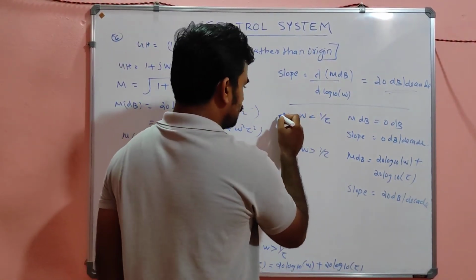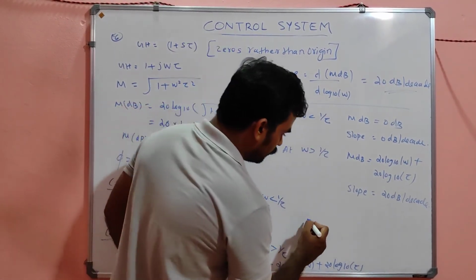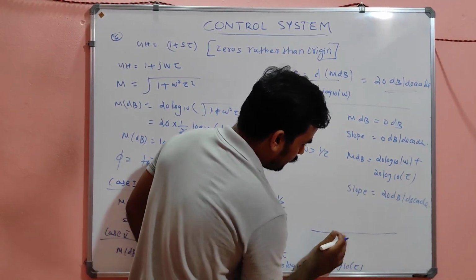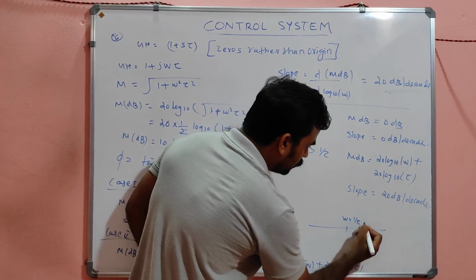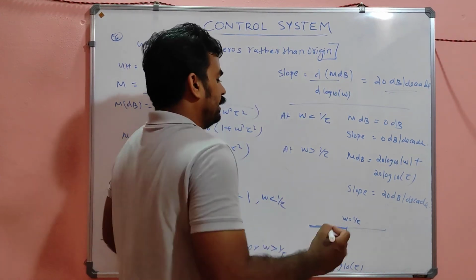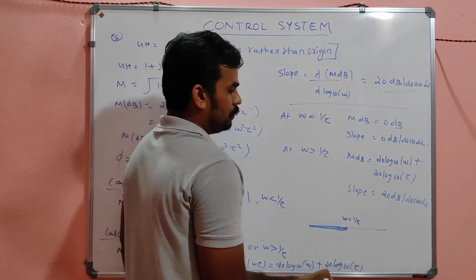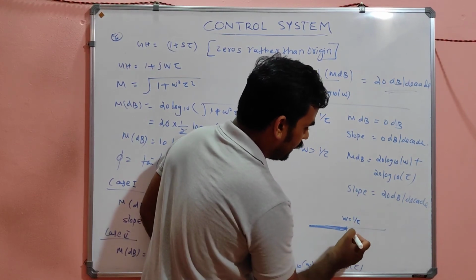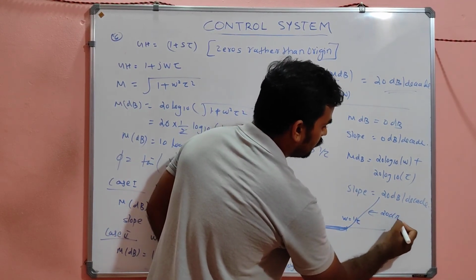So what you infer from these 2 points, my dear? Again the same condition at omega equal to 1 by tau. If you draw a graph like this, up to omega equal to 1 by tau, omega less than 1 by tau, the gain was 0, there is no change, slope also 0. At omega equal to 1 by tau, or after omega equal to 1 by tau, there is a sudden slope increase to 20 dB per decade.